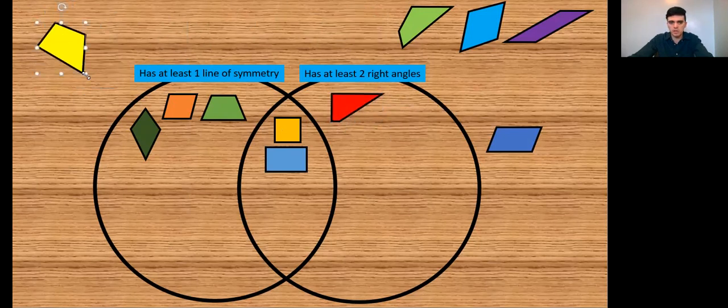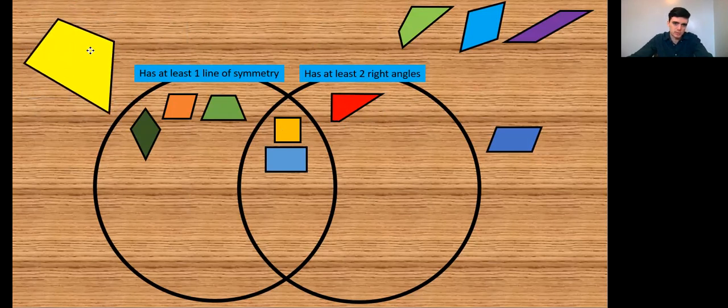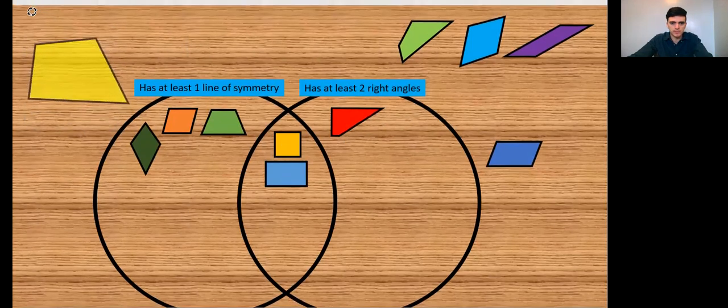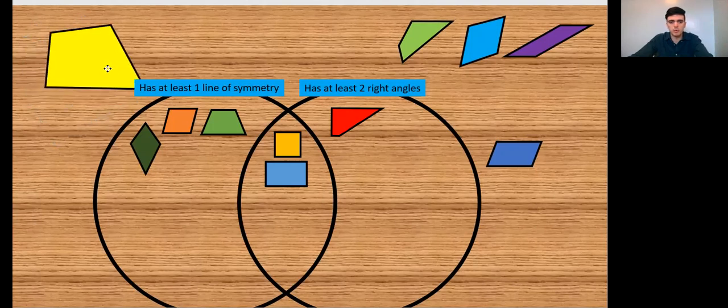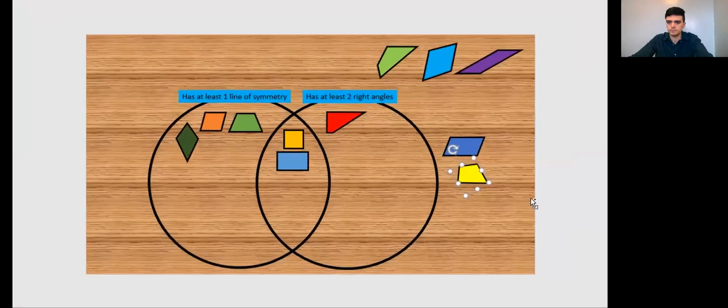What about this wonky shape? This looks like it's trying to be a kite, but it's not. It's actually just a trapezoid that's been turned a little bit. See? That should look a little bit more familiar. So, oops, I think I just changed the proportions. Does it have a line of symmetry? No. Does it have at least 2 right angles? Close, but I'm going to say no. So it's going to go over here with our blue friend. Okay.